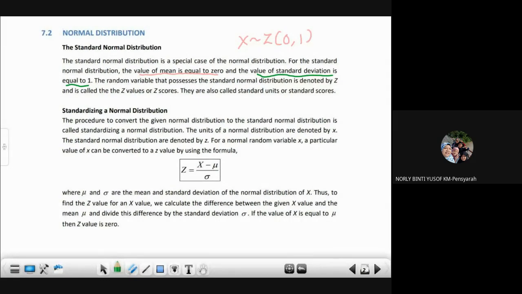Okay, so the random variable that possesses the standard normal distribution is denoted by Z and is called the Z value or the Z score. Itulah yang kita baca kat table. And they are also called standard unit or standard score. Kalau you masih discrete unit dalam soalan, you kena standardize kepada standard normal distribution. Itu yang you kena buat dalam 7.2, sebelum you terus baca table tu.